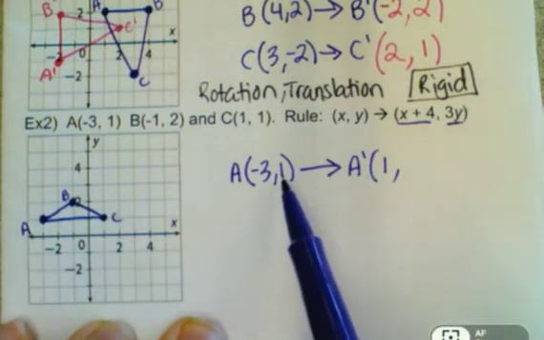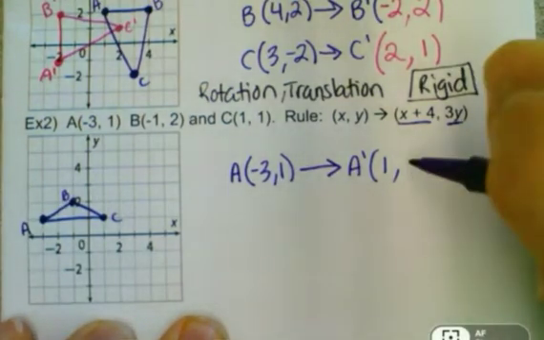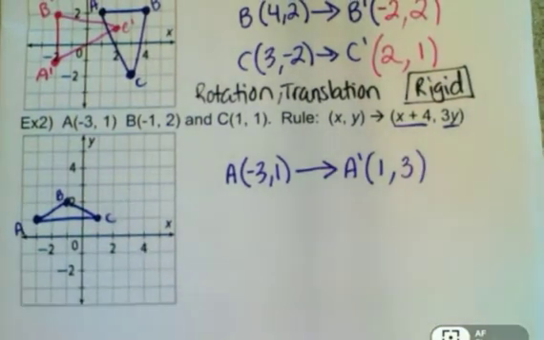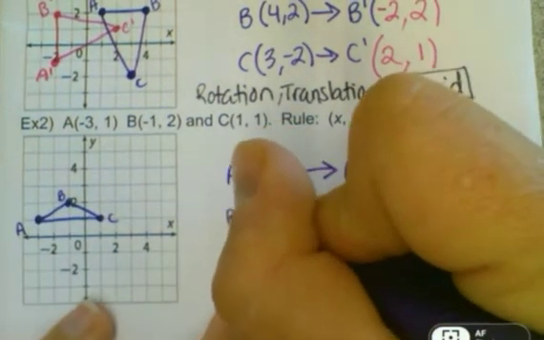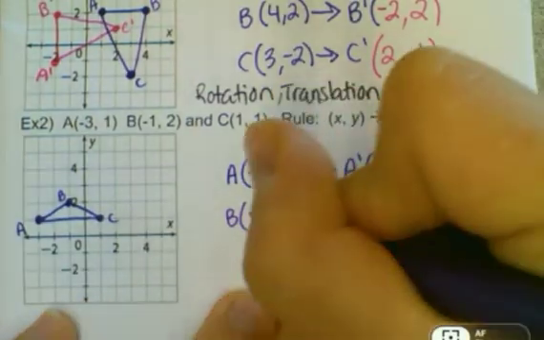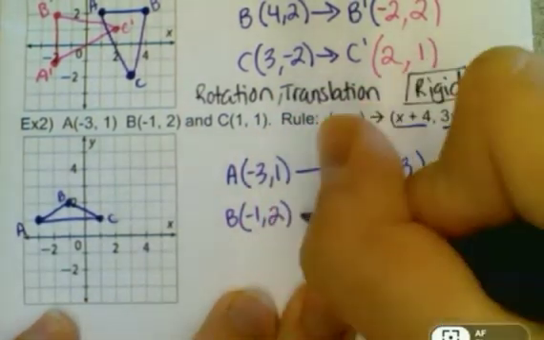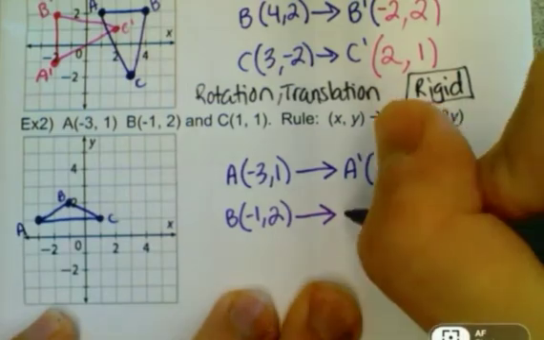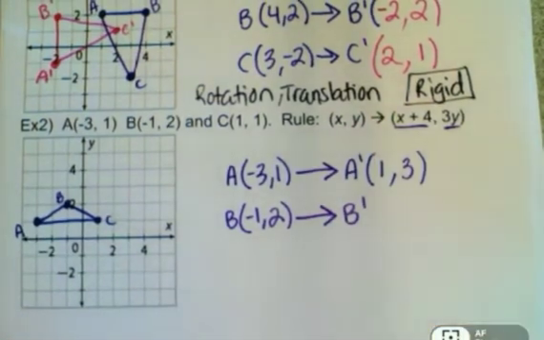So here's my old y, 1. And I have to do 3 times that. So 3 times 1 is 3. And there's A prime. Let's do point B. Negative 1, 2. We're going to transform it using this rule, and it will become B prime. I want you guys to try it on your own and then check back in and see if you did it right.